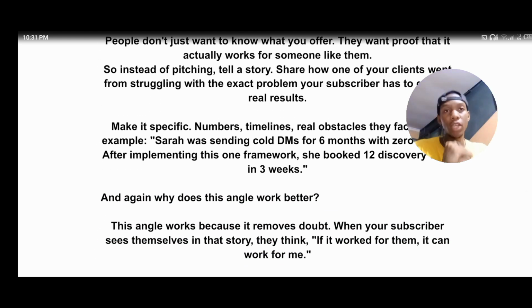And again, why does this angle work better? Well, this angle works better because it removes the doubt in the mind of your target audience. Now, what does that mean, okay? So here's what it means. When your subscriber sees themselves in the story that you're telling them, they think and feel that you understand them, okay? If it worked for someone else, if you took someone else from one pain point to the other and you have the solution, they believe that it can work for them too.